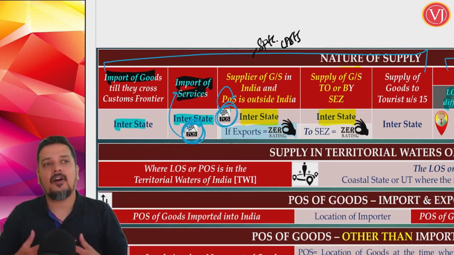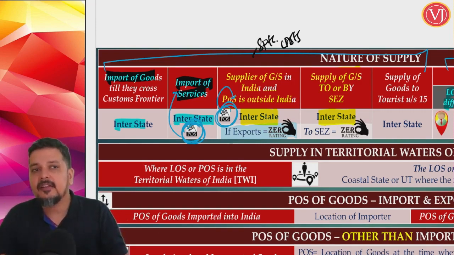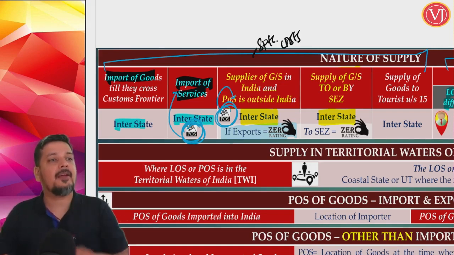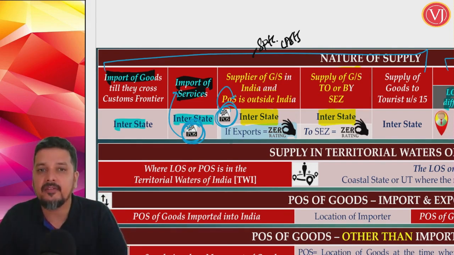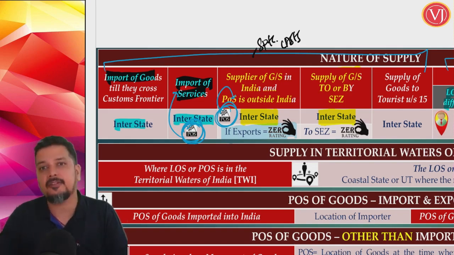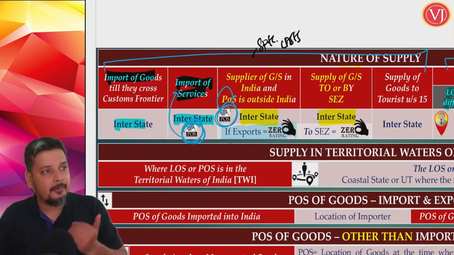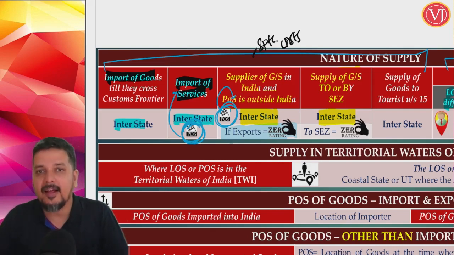If I am sitting in Coimbatore and selling to a special economic zone in Coimbatore, though LOS and POS are both within Coimbatore, the tax type will be IGST. Whenever I am purchasing from SEZ or selling to SEZ, it is always IGST, even if it is in the same state, same city, same street.